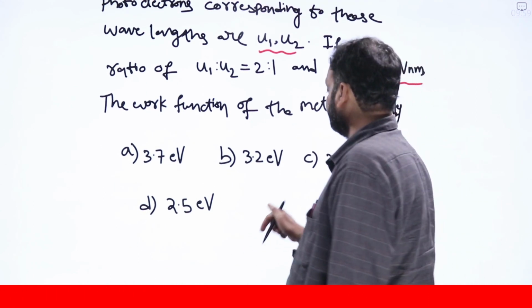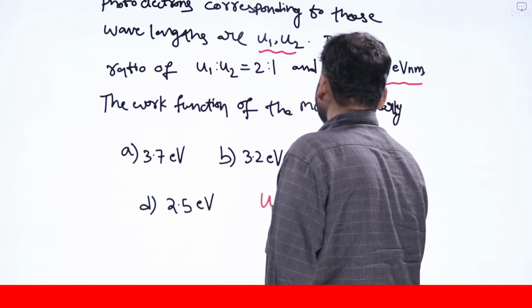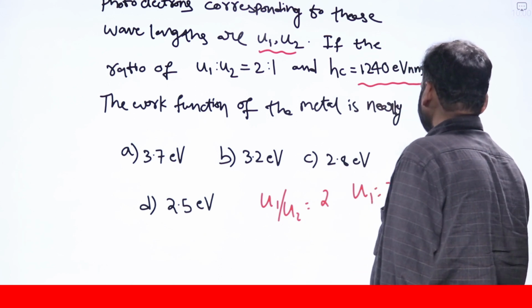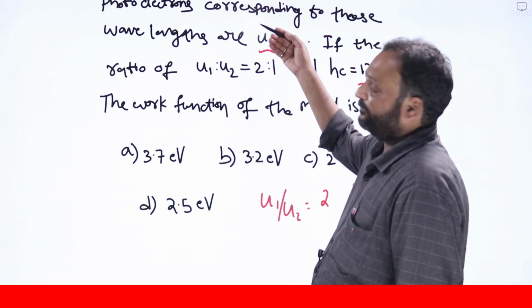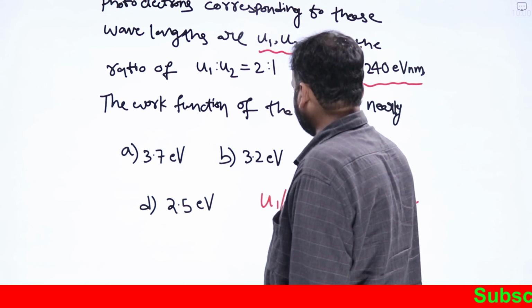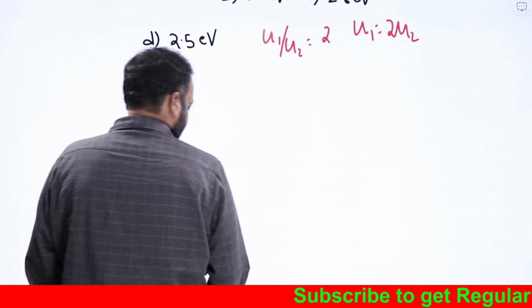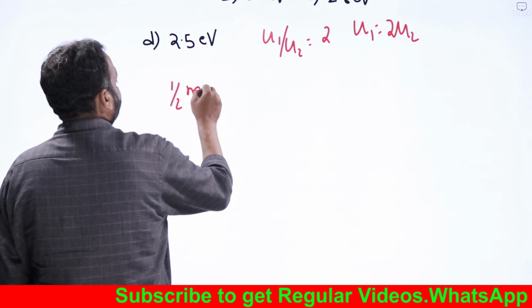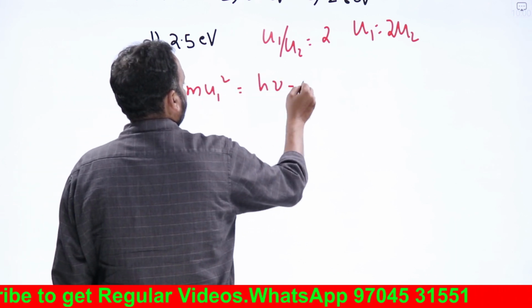U1 by U2 is given as 2:1, or U1 equals 2U2. This is what is being given. Next, two wavelengths are also given, and we need the work function phi. So what is Einstein's general equation? K maximum, the maximum kinetic energy, equals h nu minus phi. That is, half m U1 square is equal to h nu minus phi.